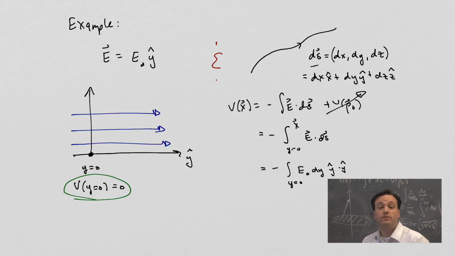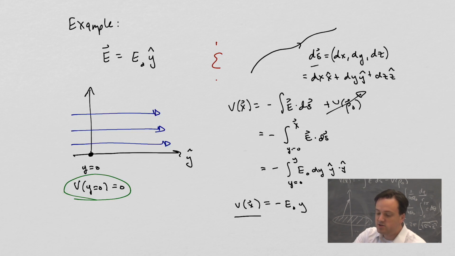And since the only differential that remains is dy, then I know that the integral that I'm doing is only going to depend on y, and so I can replace the upper limit of integration with y instead of the full vector x. Now I'm almost done because now I have the integral of E naught dy times 1, which is just the E naught dy. Well, the integral of dy from y equals 0 to y is just y, and so I'm left with minus E naught y.